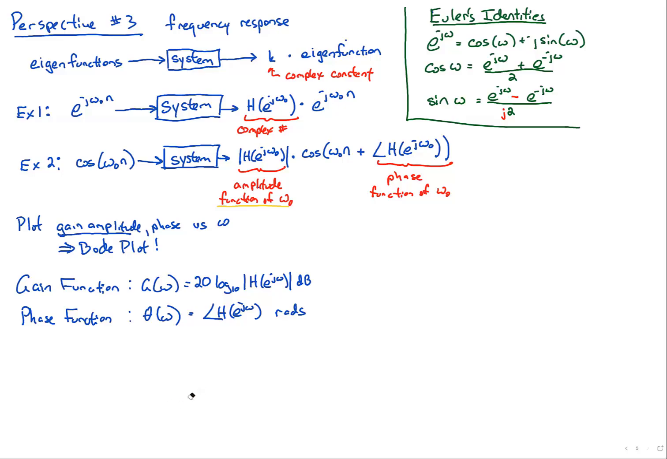It's a small difference. When we talked in continuous time, we typically measured everything in degrees, and now we're going to measure everything in radians.